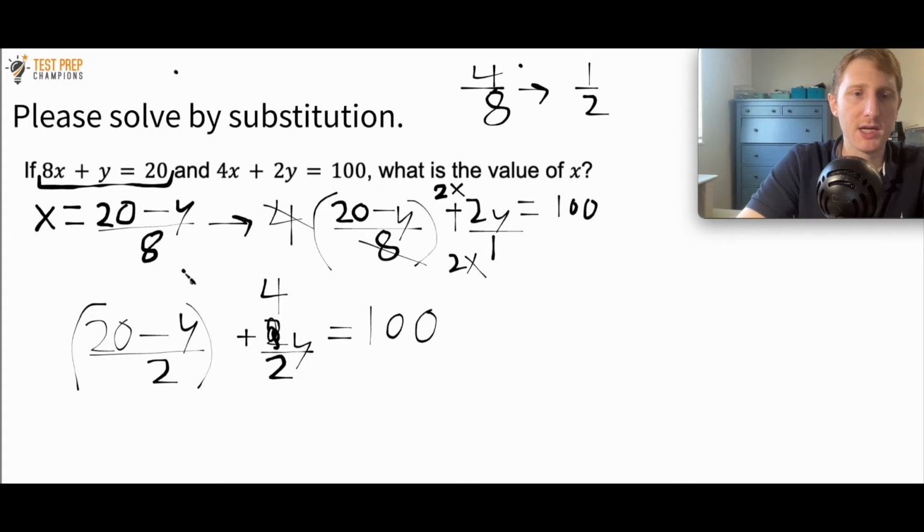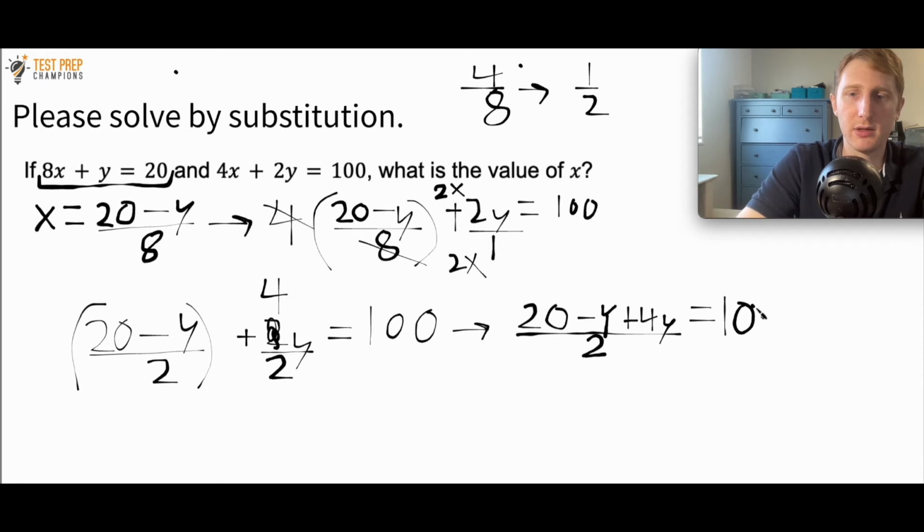But anyway, I've got (20 minus y) over 2 plus 4y over 2 equals 100. Since both of these fractions have the same denominator, I'm just going to write it all over 2. So I have 20 minus y plus 4y, all over 2. And again, if you're having any trouble following this, I'll try to remember to put a link in the description to a video that clarifies how to get a common denominator.